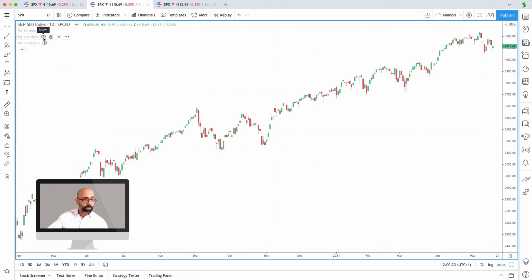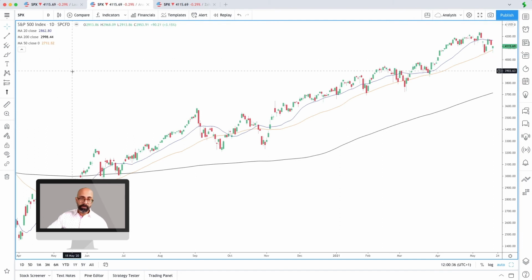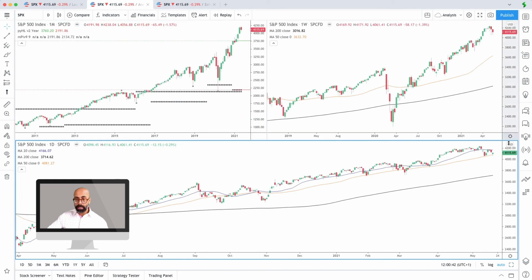I have the 200 simple moving average, one of the first indicators to go up on our charts. We have the 50 simple moving average, which is a proven area of support in a bull trend, resistance in the bear trend, and then also the 20 simple moving average, which is also a very good area of support in a bull trend and resistance in a bear trend.